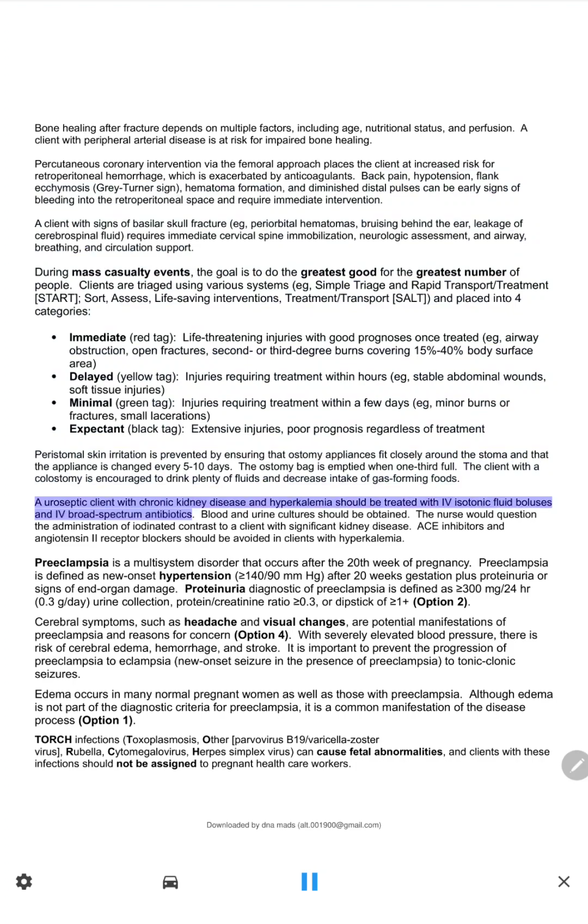A urosepsis client with chronic kidney disease and hyperkalemia should be treated with IV isotonic fluid boluses and IV broad-spectrum antibiotics. Blood and urine cultures should be obtained. The nurse would question the administration of iodinated contrast to a client with significant kidney disease. ACE inhibitors and angiotensin II receptor blockers should be avoided in clients with hyperkalemia.